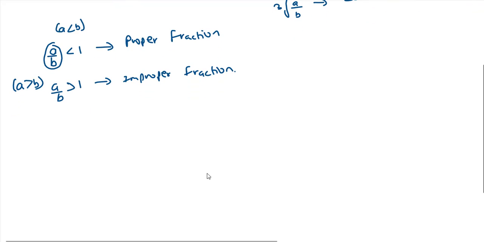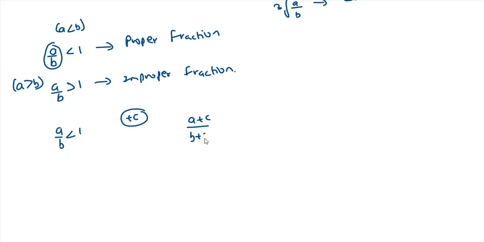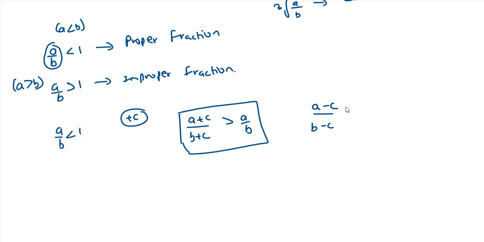Now in case of a proper fraction, where a by b is less than 1, if I add some quantity, let's say c, to both the numerator and denominator, then the value of the ratio will increase. That means a plus c upon b plus c, where c is a constant, will be greater than a by b. So to the original ratio a by b, I have added c to the numerator and c to the denominator. Then this value will become greater than the previous value. On similar lines, if I subtract c from the numerator and denominator both, I'll get a minus c upon b minus c, and this value will be less than the original ratio, which is a by b.